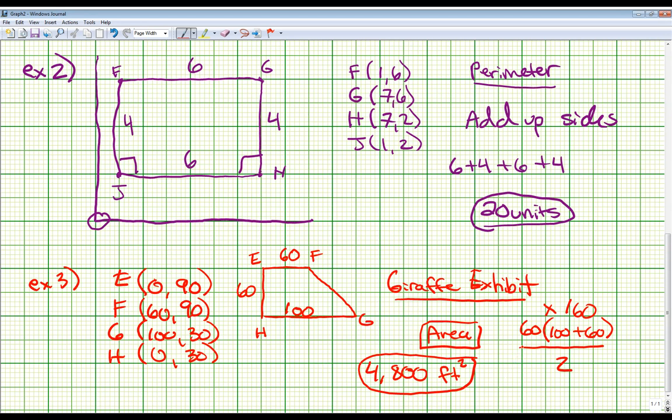And that brings us to the end of our lesson. If you'd like to try the on your owns at the bottom of 177, you can go ahead and pause the video and do that.